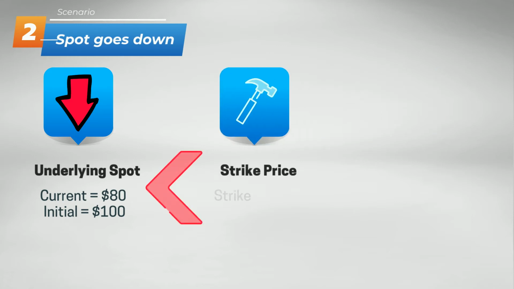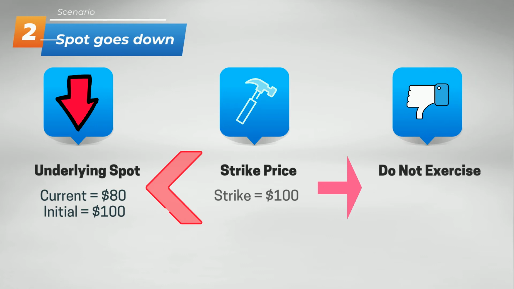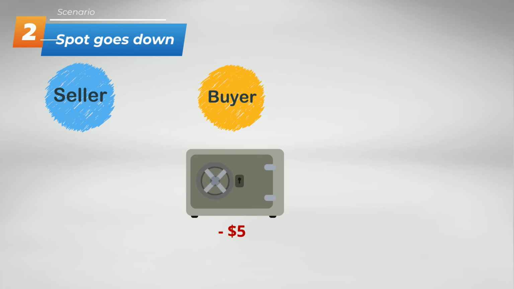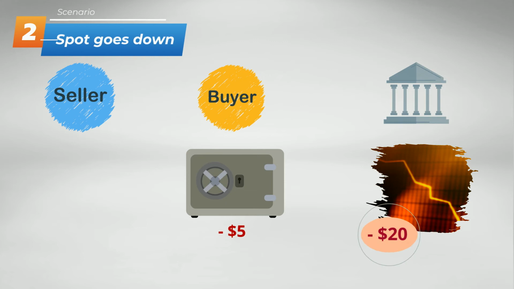In the second scenario, the underlying spot falls to $80 at the end of 1 year. Since the price of the underlying at maturity is lower than the strike price of $100, you would choose to not exercise the option. As with scenario 1, you have already paid $5 upfront as the option premium, hence your net loss is $5. However, if you had bought the underlying stock directly 1 year ago, you would have lost $20. When you buy an option, your loss is limited to the option premium that you pay.